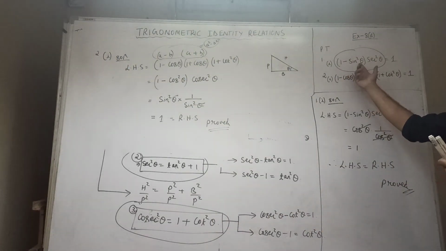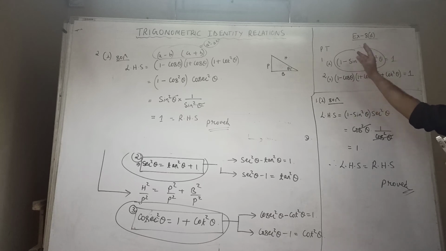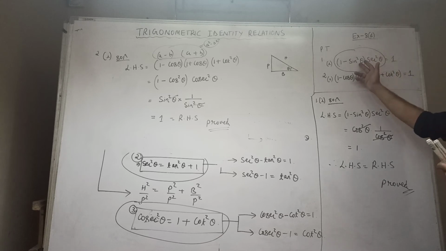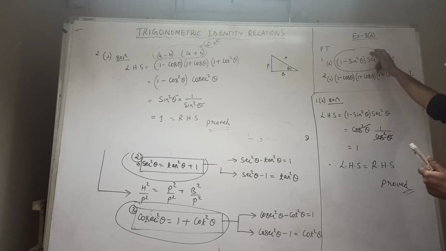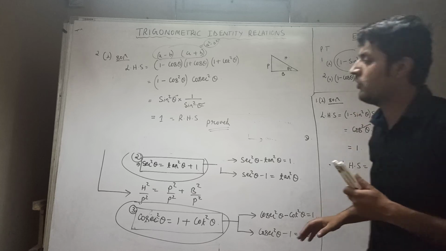See, 1 minus sin square, you have written as cos square. This problem can also be changed. They can write 1 minus cos square also. If they write 1 minus cos square, this also will change. They will make this one as cosec square theta, because 1 minus cos square is sin square, and here it will become 1 by cosec square theta, which is 1 by sin square. So that way you can use it, no problem.